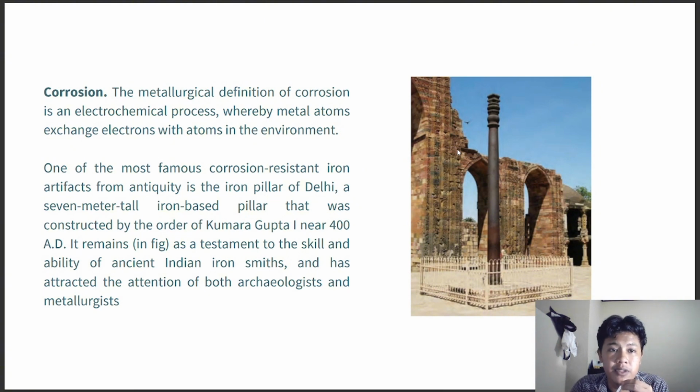Next is corrosion. The metallurgical definition of corrosion is an electrochemical process whereby metal atoms exchange electrons with atoms in the environment. One of the most famous corrosion-resistant iron artifacts from antiquity is the Iron Pillar of Delhi, a 7-meter tall iron-based pillar that was constructed by the order of Kumaragupta near 400 AD. It remains, as this feature, a testament to the skill and ability of ancient Indian ironsmiths and has attracted the attention of both archaeologists and metallurgists.